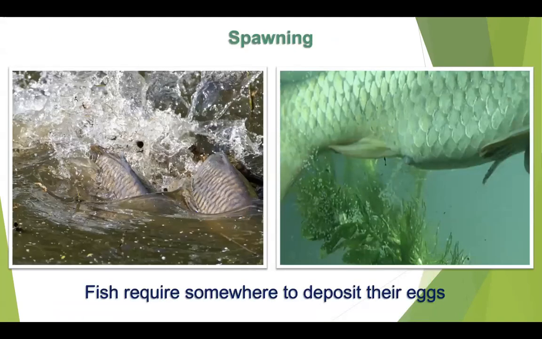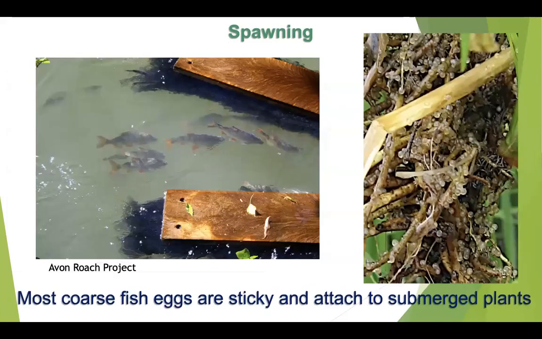So very quickly, let's rattle through a few points here. So spawning, fish require somewhere to deposit their eggs. Most coarse fish eggs are sticky and attached to submerged plants. And I've just taken an image from some of the great work that the Avon Roach projects are doing here to show how they've put artificial habitat into the Avon to encourage the roach to spawn. So you can see where you haven't got that suitable habitat, even if you add something artificially, fish will home in on it and use it to spawn.